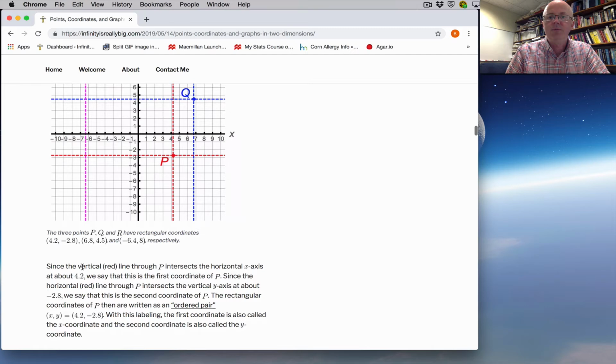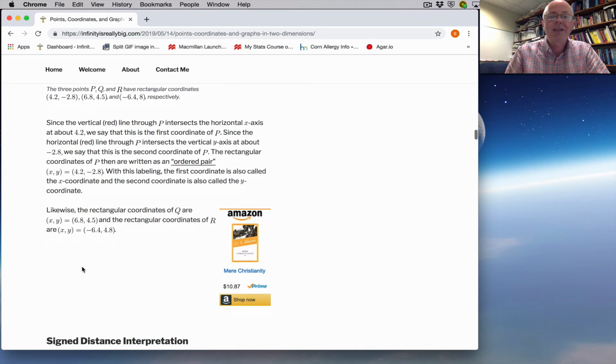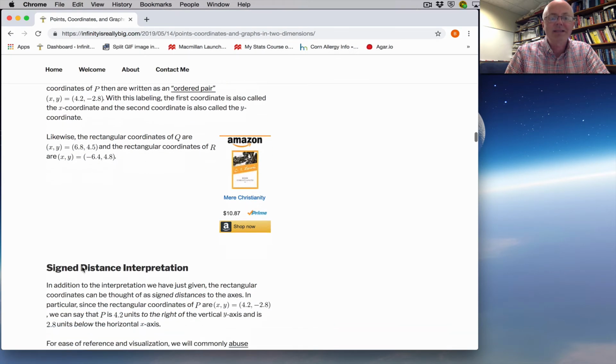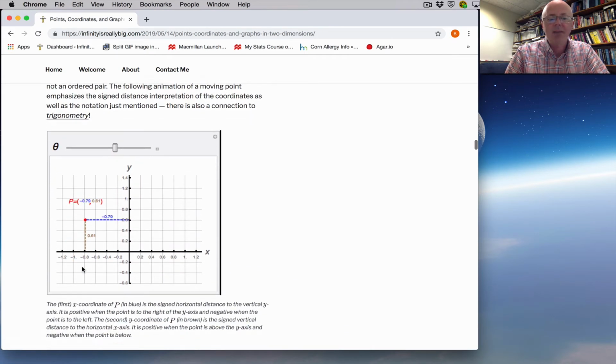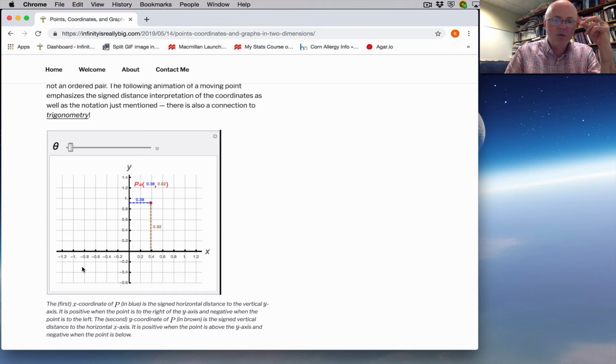It's a pair of points with a certain order to them. There's another way to view points, and that is in terms of what I call signed distances, the signed distance interpretation, illustrated by this animation that you see here. This point is a moving point, and you can see as it moves, its first and second coordinates change. Focus first on the blue line that's going horizontal back and forth. When the point is to the right of the vertical y-axis, the number labeling that blue line is positive, like right now. Okay, 0.38 there.